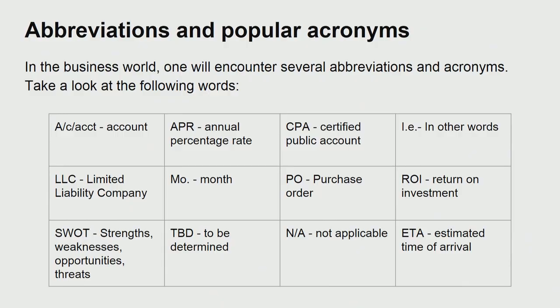Look at the slide here. Abbreviations and popular acronyms. Several abbreviations and acronyms are used in the world of business. Account, limited liability company, strengths, weaknesses, opportunities, threats, annual percentage rate, to be determined, certified public account, purchase order, not applicable, in other words, return on investment, estimated time of arrival. These are very commonly used acronyms.